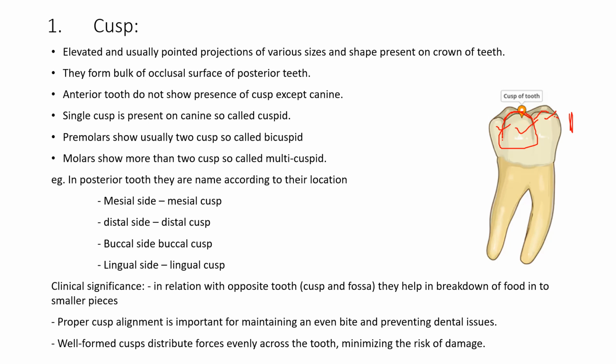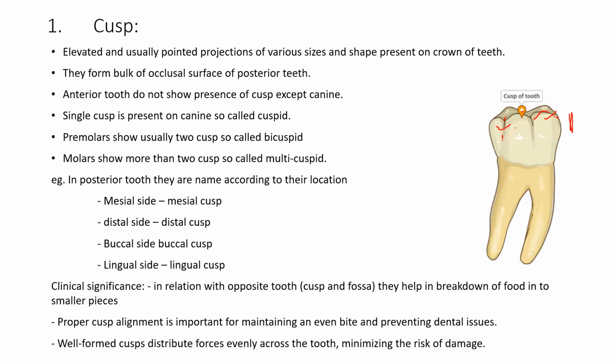And clinical significance. What is the clinical significance of the presence of this cusp? If you see the clinical significance, they are mainly in relation with the opposite tooth. Whenever there is an opposite tooth, only then are they in function. So what is their function? It is to break down the food into smaller pieces.